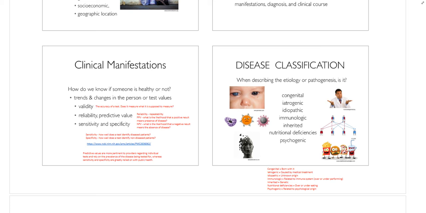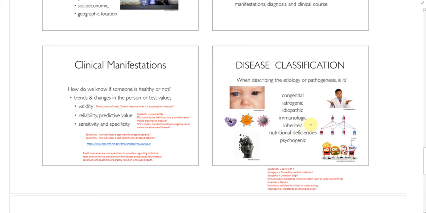That's all. Disease classification. So congenital is going to be that you are born with it. Iatrogenic is going to be that it's caused by medical treatment. You never want to do this, but sometimes it happens. Idiopathic means we have no idea where it came from. Immunologic means it has something to do with the immune system. Maybe there is a hyperactive or hypoactive system, and so that's what's causing a problem. Eczema, for example, is one of those.